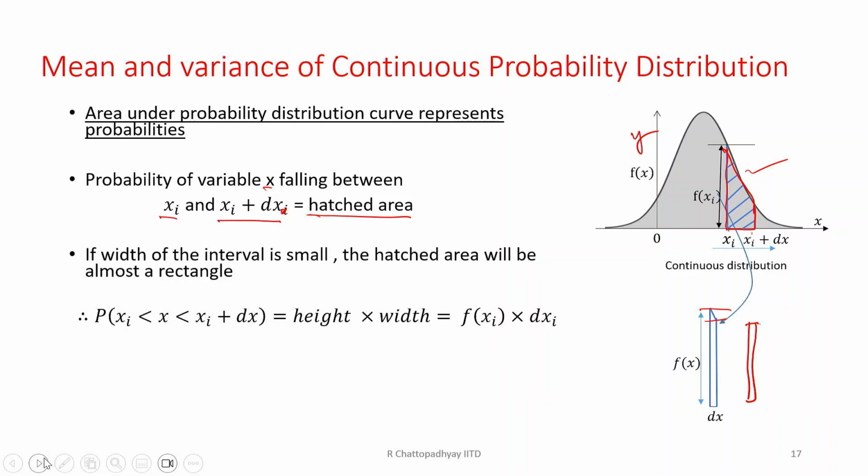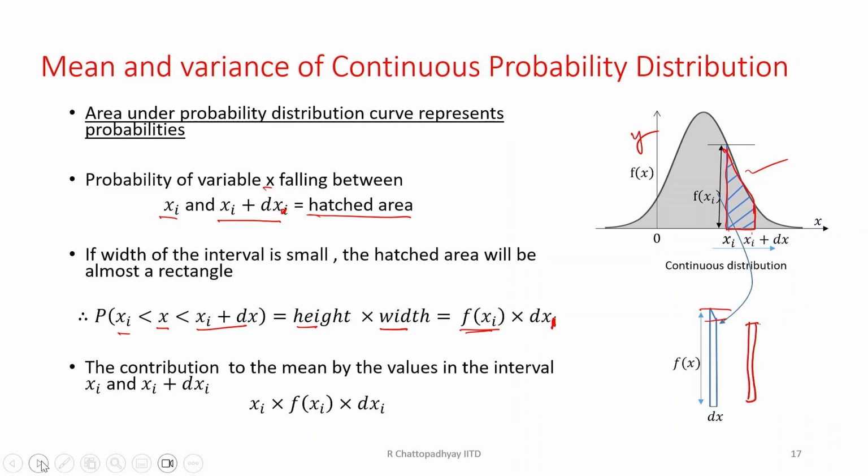So how to find out the area of a rectangle? It is width multiplied by height. So the probability of x lying between xi and xi plus dx basically means the area of this rectangle, height into width. So height is f(xi) and width is dx. If we multiply these two, this will give me the area. So the contribution to the mean by the values in the interval xi to xi plus dx is going to be xi into f(xi) into dx.